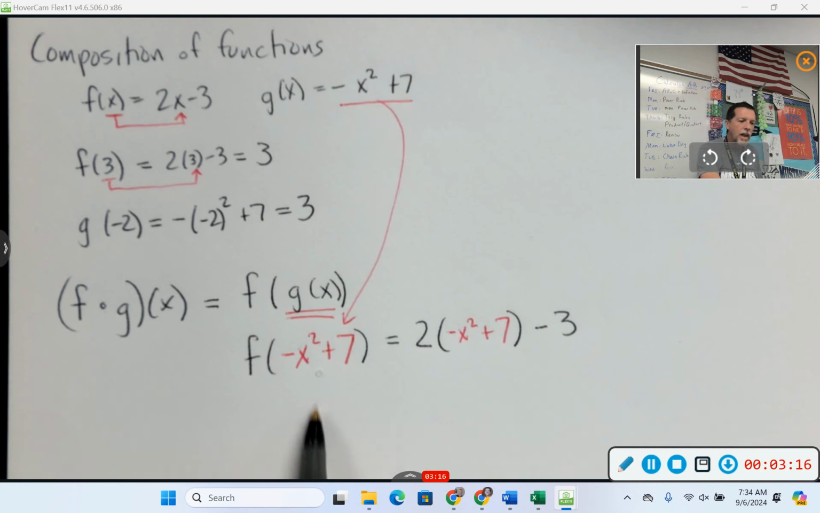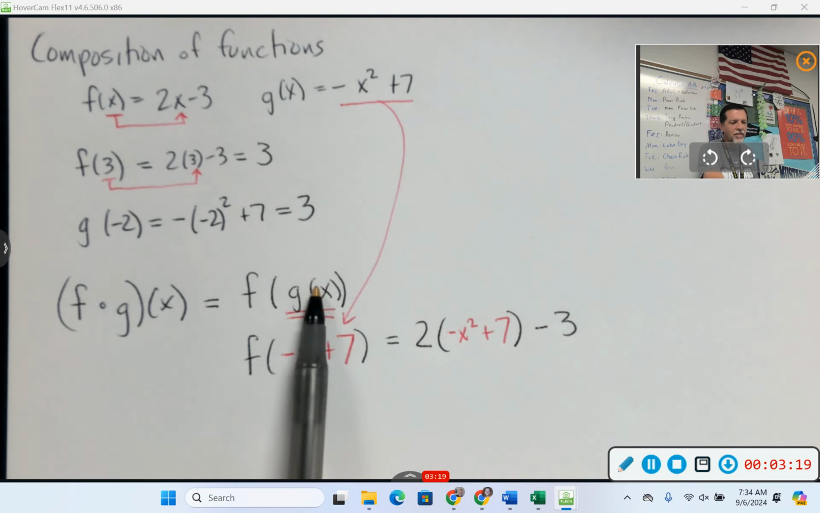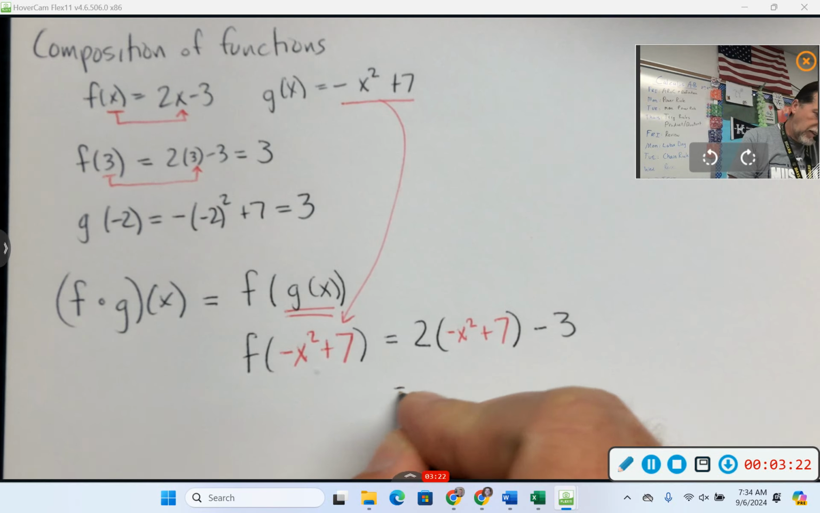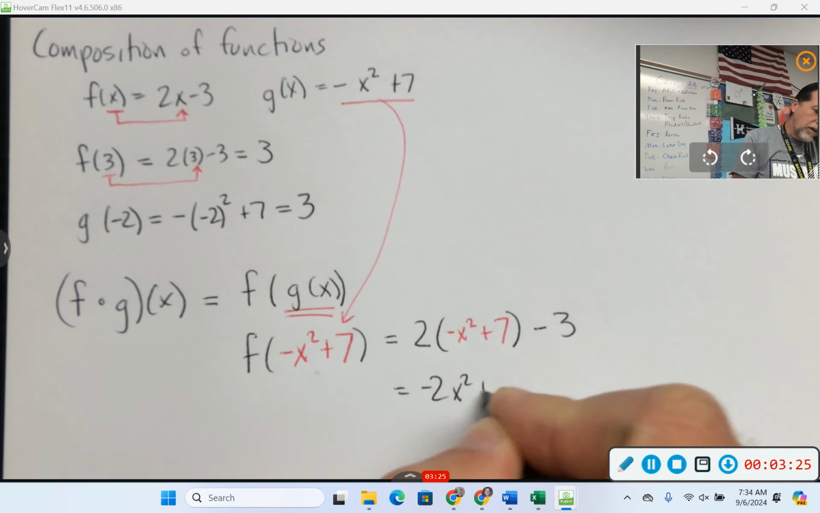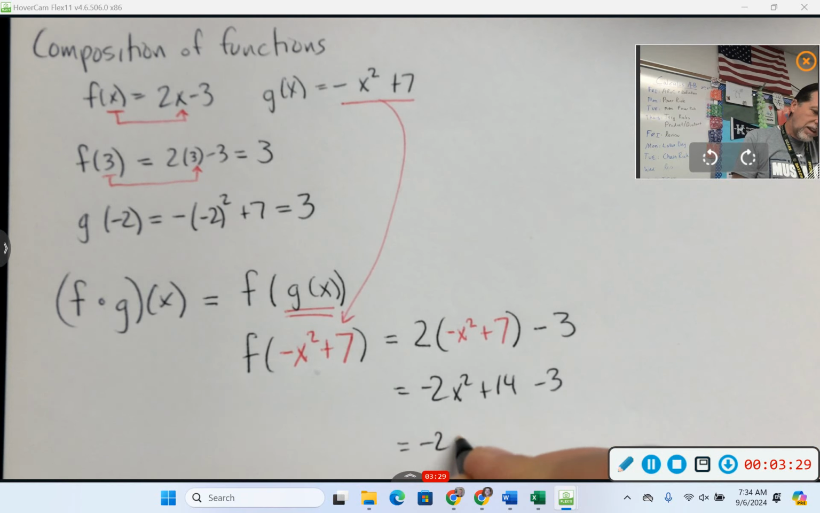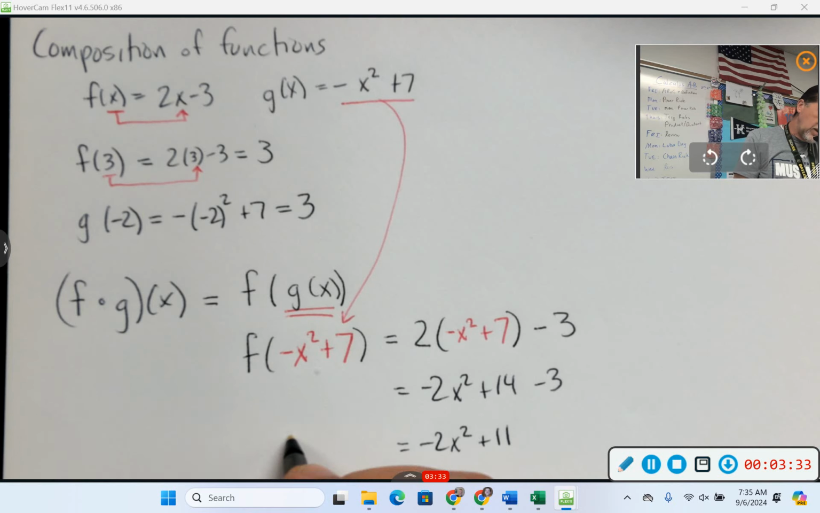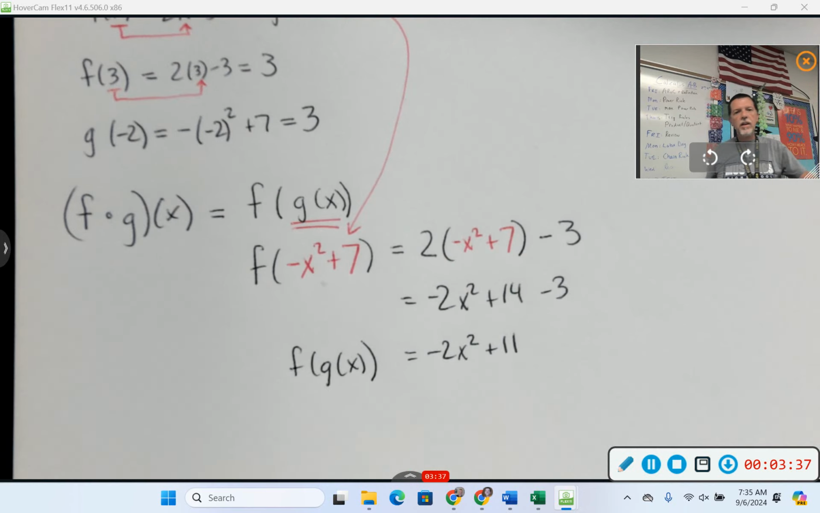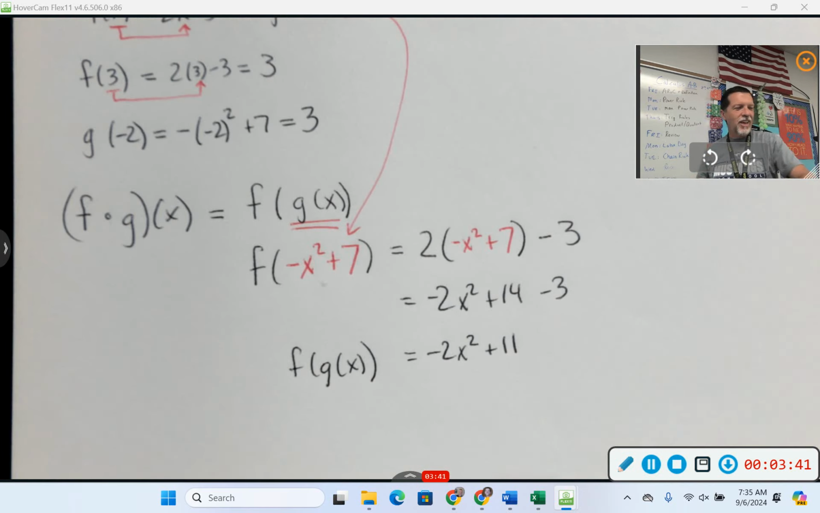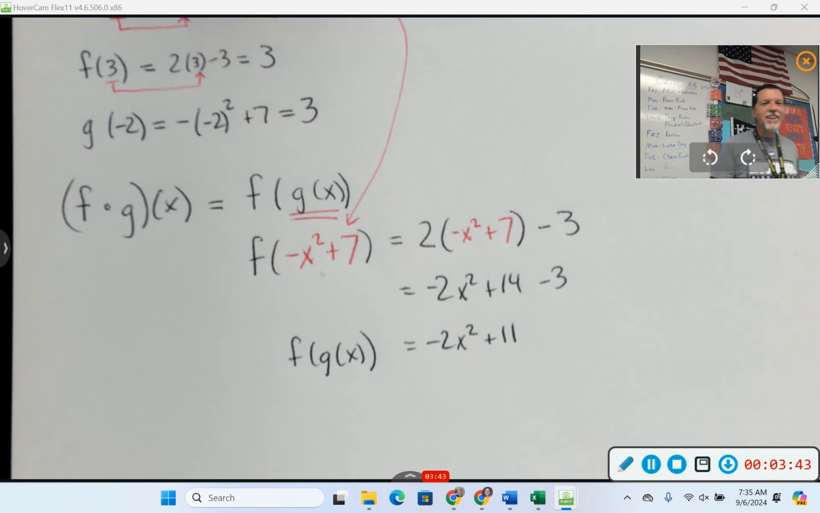But f of g of x means g of x is now the input to f. So let's see here. That would be negative 2x squared plus 14 minus 3. Negative 2x squared plus 11 is f of g of x. And you can write f circle g if you like writing or saying "f of g".